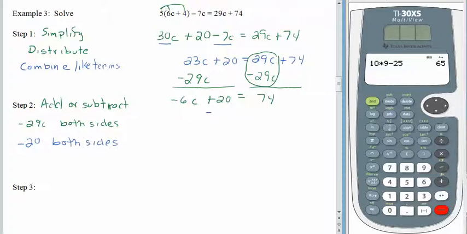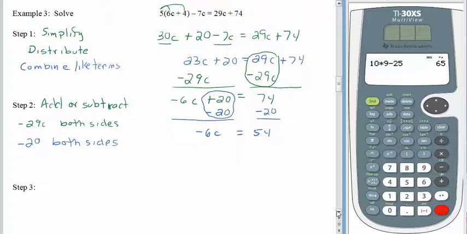We don't want it on the left-hand side because the left-hand side is reserved for variables. Remember to do the same thing to one side that you do to the other so that you can see this big fat 0 here. 74 minus 20 is 54.